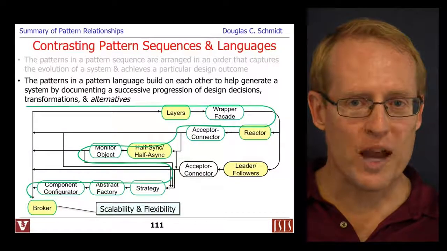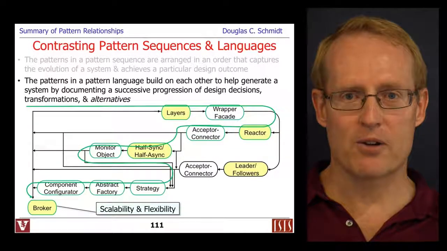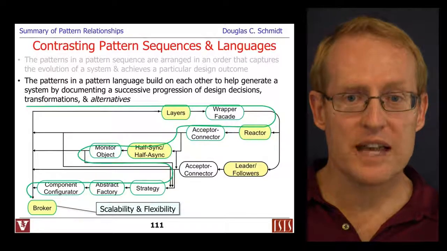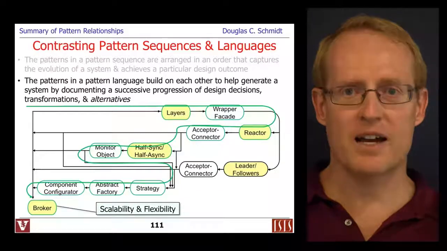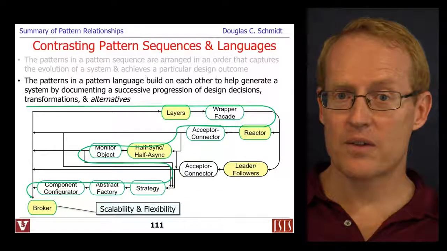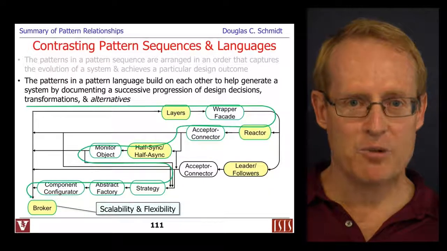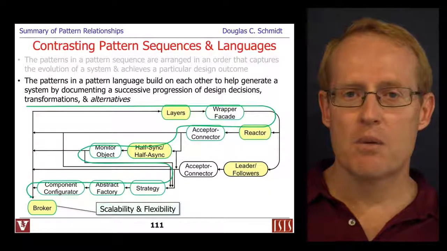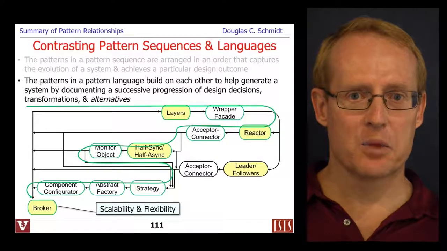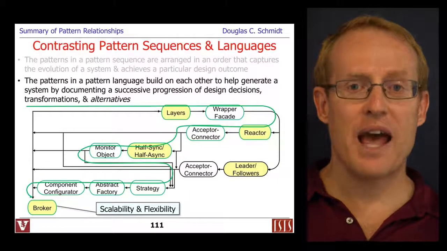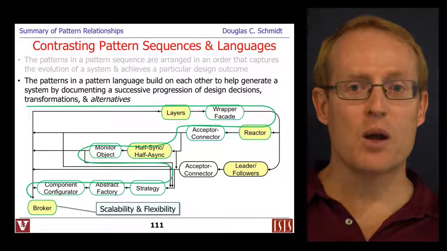Here's yet another way to traverse our pattern language. This particular path through the pattern language is going to focus on scalability and flexibility. Here we keep layers, wrapper facade, reactor, and acceptor connector, as well as the other patterns for providing different mechanisms through strategy, abstract factory, and component configurator. But we add in two new patterns, half sync, half async, to allow us to have a pool of threads, and monitor object to allow us to have a synchronized request queue between those threads.